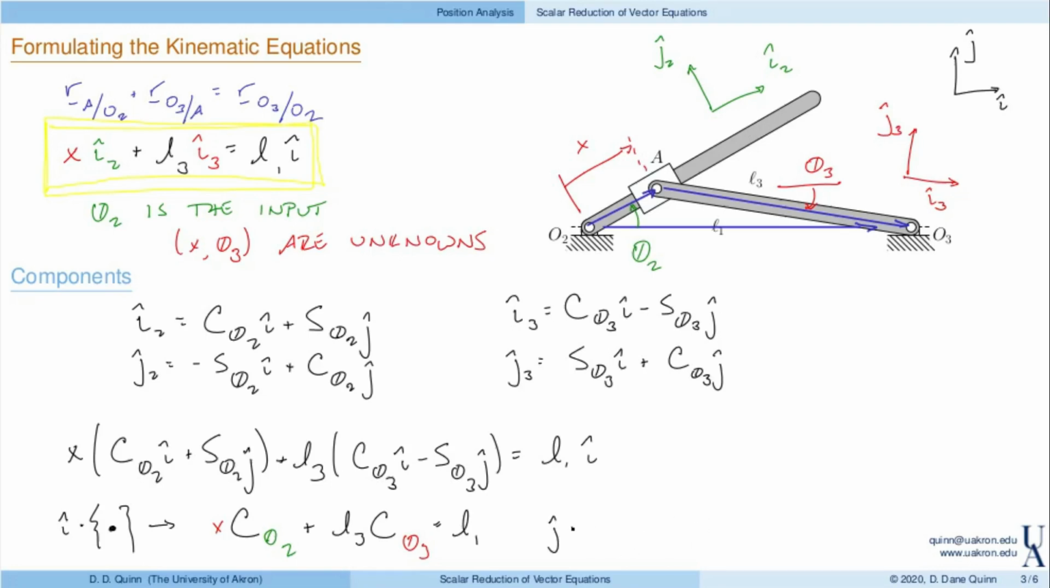And then j dotted with the loop closure equation gives me my second scalar equation. So that's going to be x sine of theta 2 minus L3 sine of theta 3 equals 0, because there's no j component on the right-hand side. So from this vector equation, we're able to obtain two scalar equations.